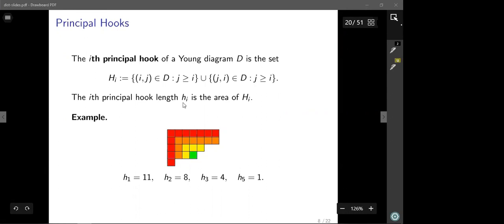And the ith principal hook length is going to be the area of the ith principal hook, or the number of boxes, if you like.